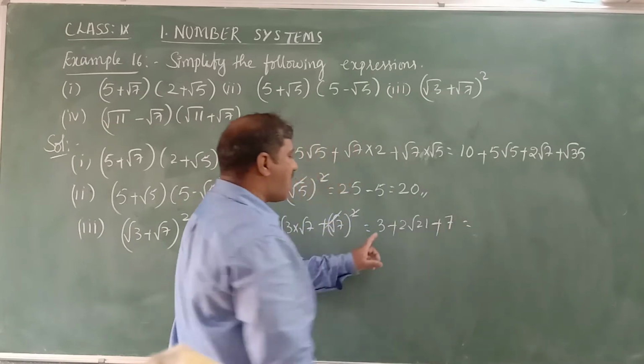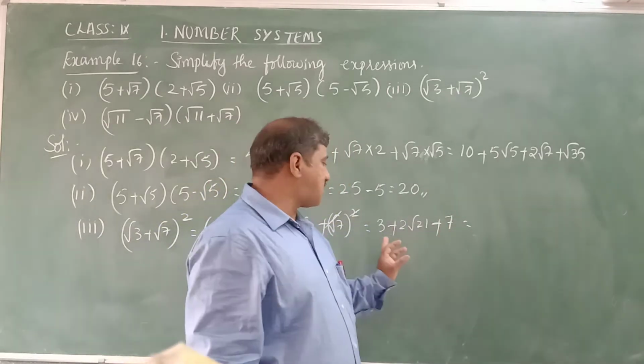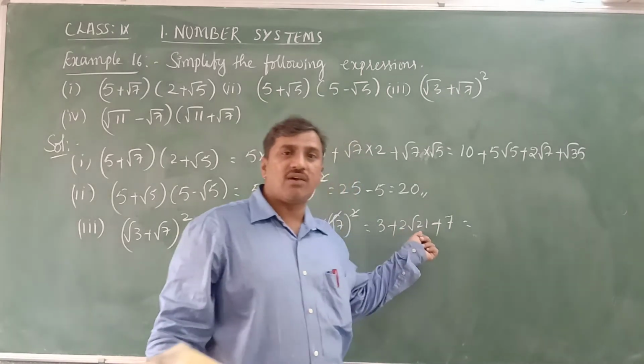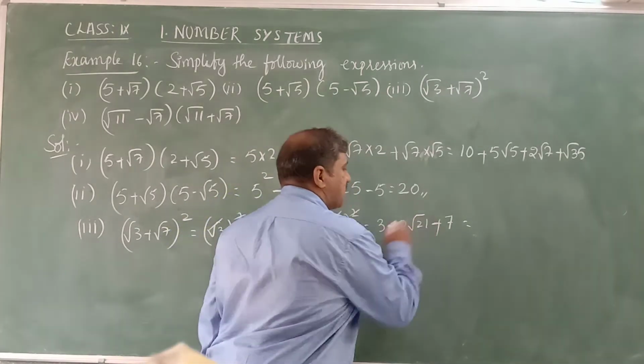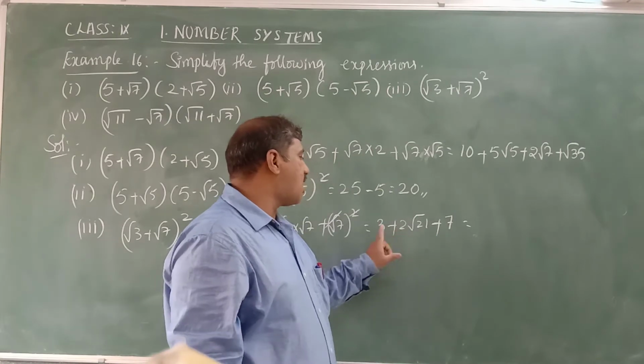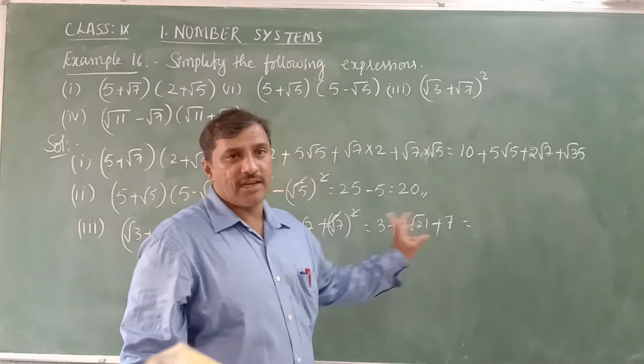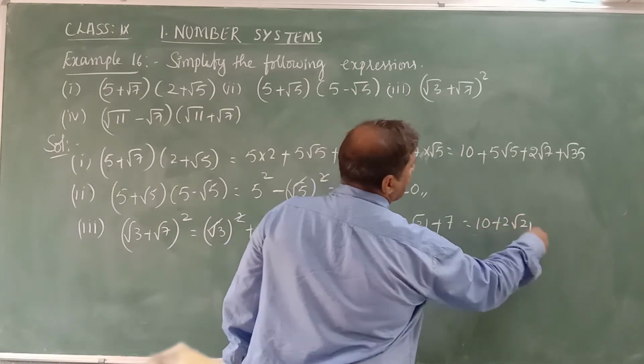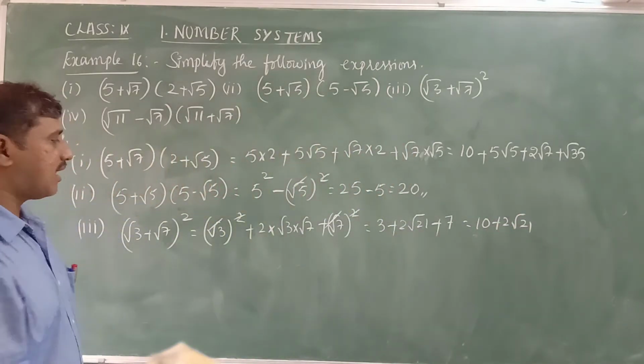So now we can add these two numbers. They are rational numbers. You should not add 3 and 2, because 2 is the coefficient of √21, which is an irrational number. You should not add these two, but you can add 3 and 7. 3 plus 7 is 10, so the answer is 10 plus 2√21.